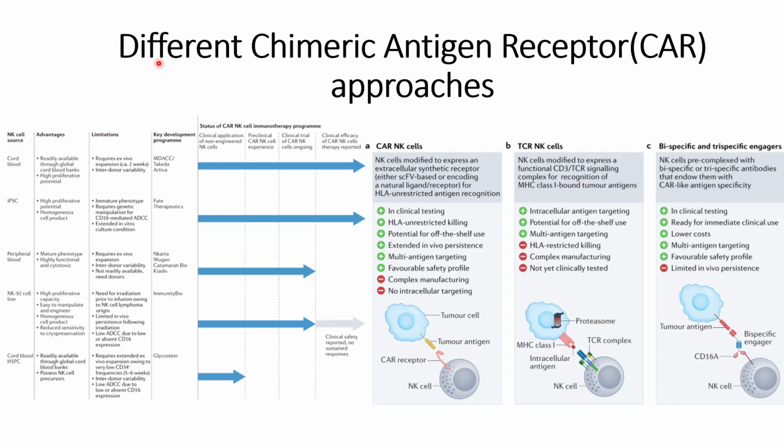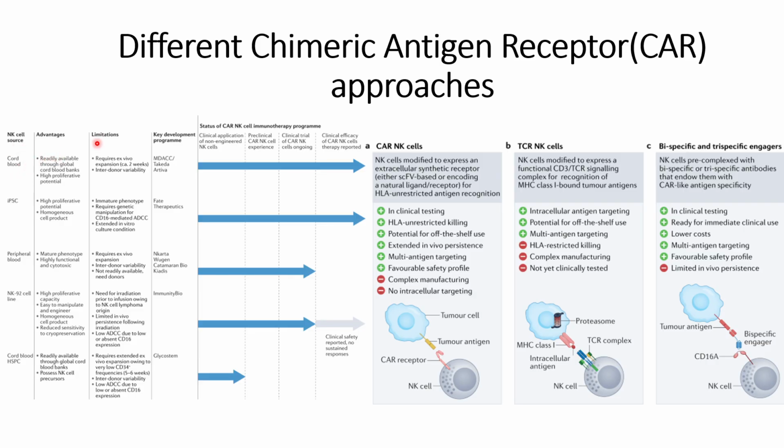In this video, we will discuss different chimeric antigen receptor approaches. First, we will discuss what the different kinds of CARs are that are used and what stage they are at in terms of their clinical trials. So first, we will discuss the NK cells and the different sources of NK cells. The first one is from cord blood.